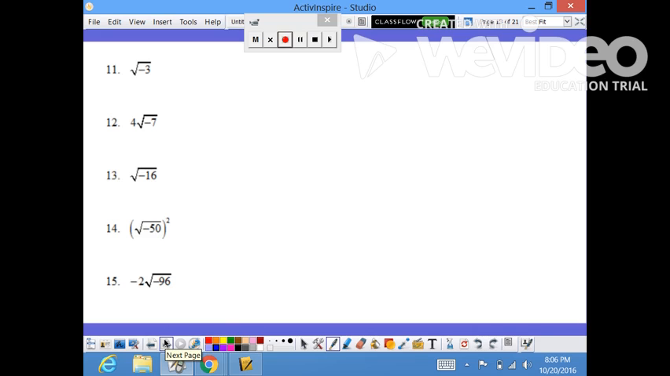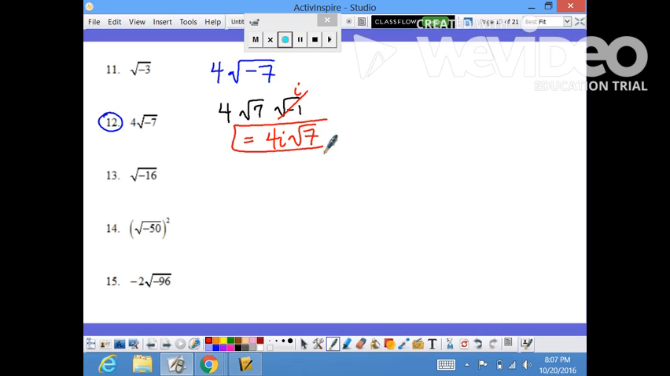So number 12. You have 4 times the square root of negative 7. Not much you can do here other than bring out that negative. So you have 4 times the square root of 7 times the square root of negative 1. Well, what's the square root of negative 1? By definition, it's i. So as we're rewriting this, you're going to have 4i times the square root of 7 as your answer.